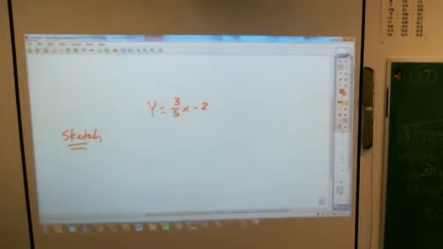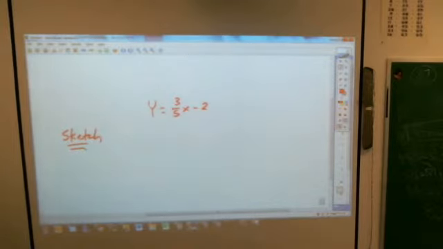Start with what we did before. Find the y-intercept, and from that point, use your 3/5 slope. There you go. Now just go up 3 over 5, from that point you're given, up 3 over 5.